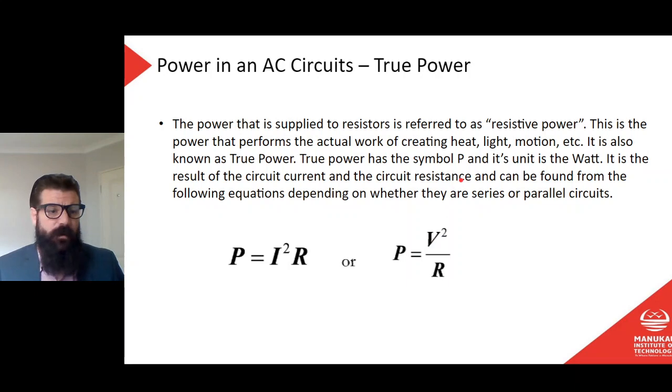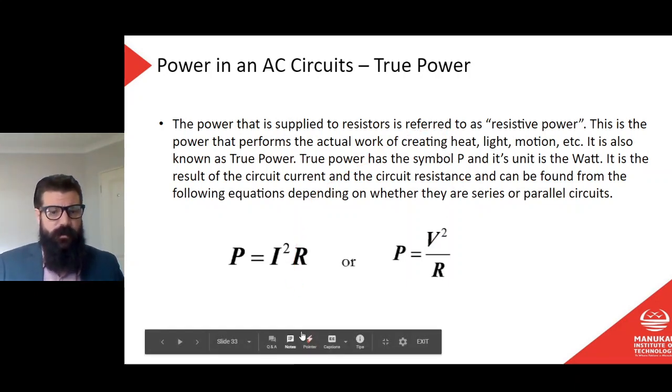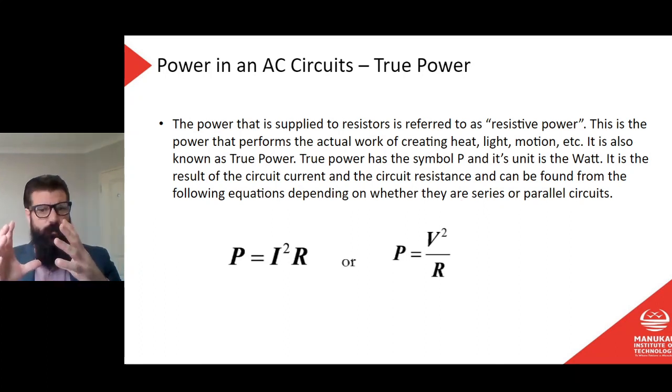The power in AC circuits, true power. The power that is supplied to resistors is referred to as resistive power. This is the power that performs the actual work of creating heat, light, and motion, and it's known as true power. So that's the power that we can use.